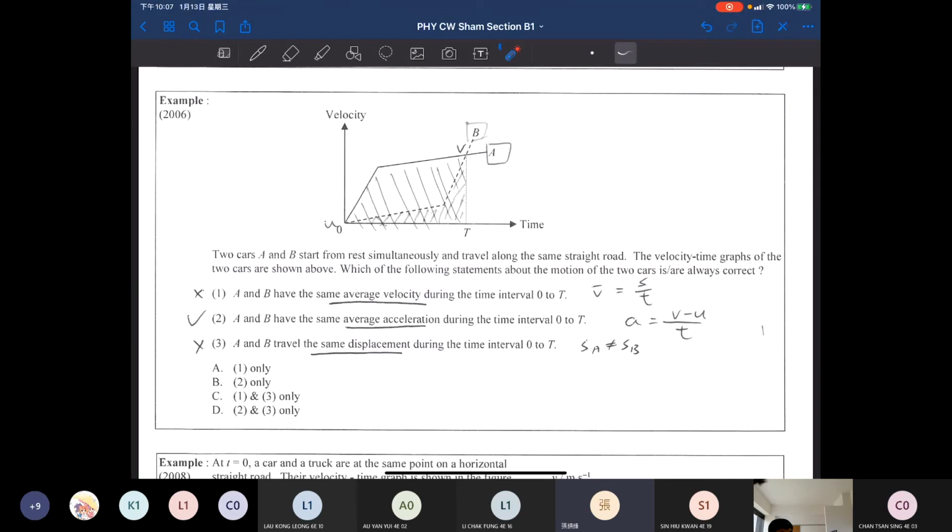They would have the same acceleration during the time interval from 0 to t. If we want to talk about average acceleration, we are only concerned with the initial velocity and the final velocity. They are the same. Therefore, they have the same average acceleration. They travel the same displacement. We have discussed it at the first corner, so this is not correct. So this is B.